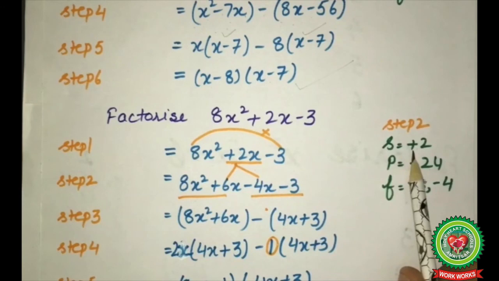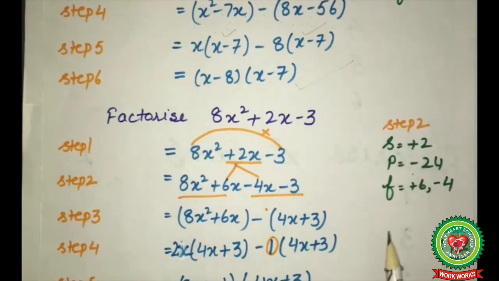The sum is with the plus sign and the product is with the minus sign. So both the factors will be having different signs, and as the sum is having a sign of plus, so the bigger factor will be having a sign of plus and the smaller factor will be having a sign of minus. So we need to identify two numbers which will give sum as 2 and product as minus 24. And those two numbers are plus 6 and minus 4. So now we are going to split the middle term. On splitting, we get 8x square plus 6x minus 4x minus 3.